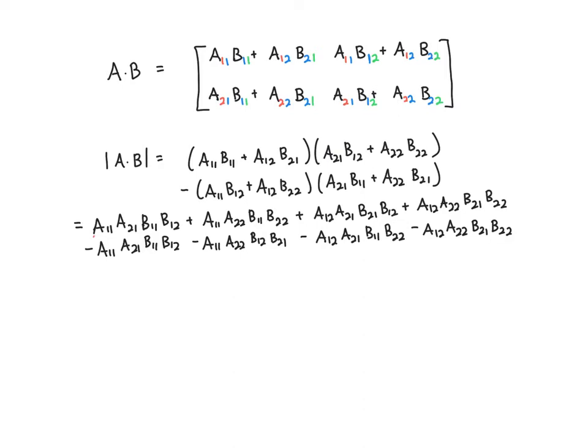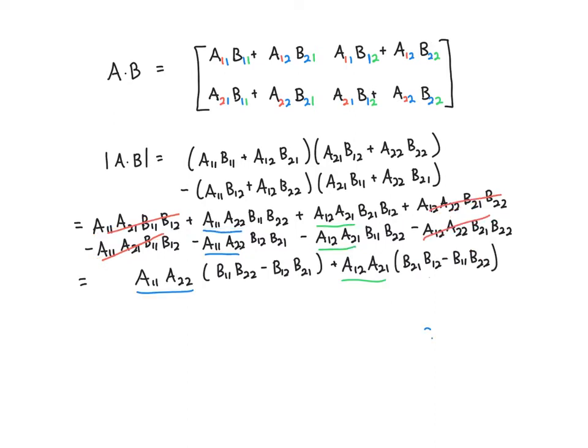Well, we see that these first terms actually cancel. And then we see A11, A22 is a common factor on this second column here. And A12, A21 is a common factor in this second column here. That's kind of neat. Finally, we see that these last terms also cancel. So after doing the cancellations and factoring out those common factors, we get this expression. So far, the determinant of this product of matrices factors like this.